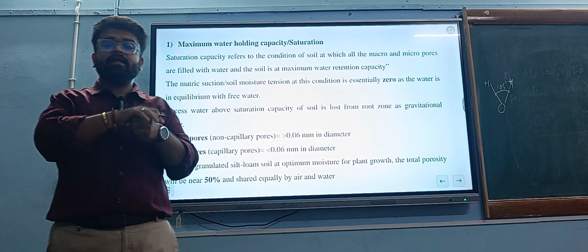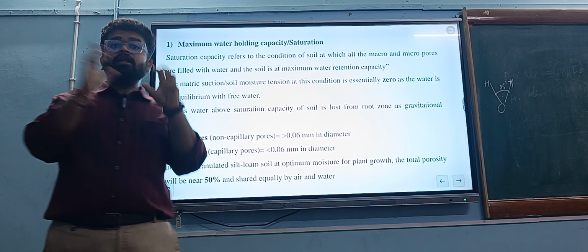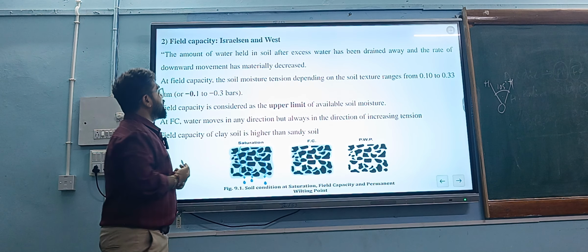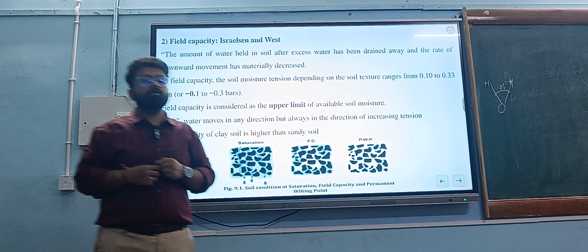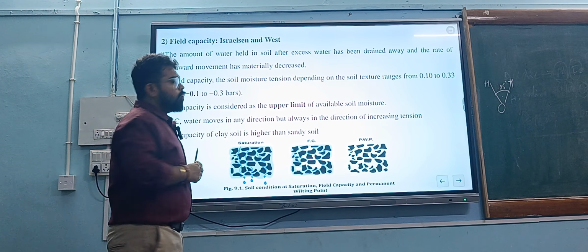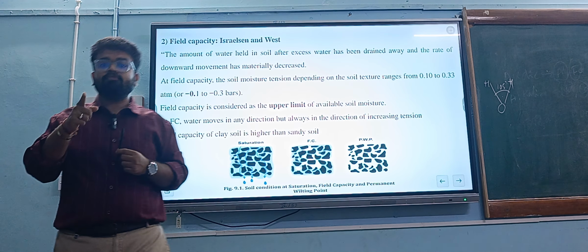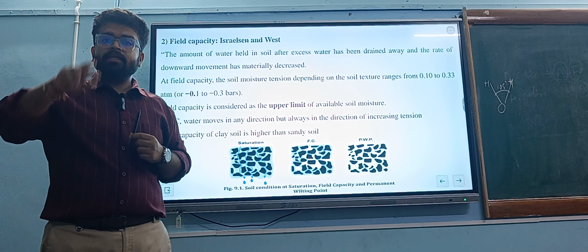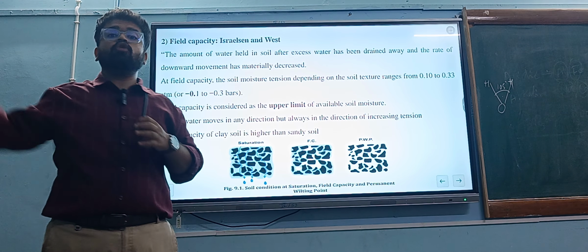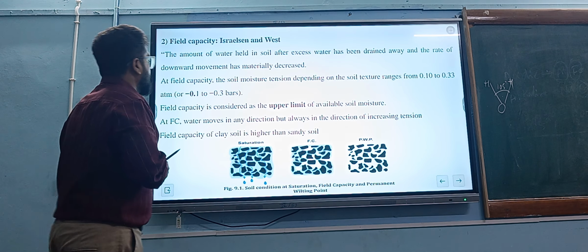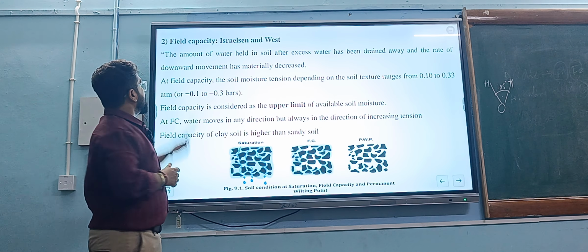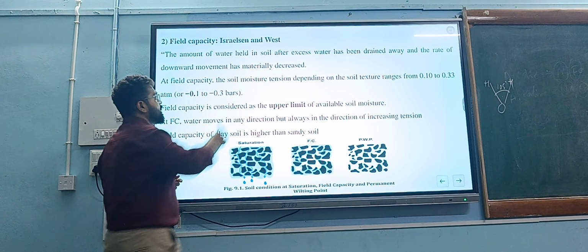We can compare, this is a standard point for comparison where all the pores are filled with water, or saturation capacity. The next is field capacity. It was given by scientists Israelson and West. What is field capacity? It is the condition of the soil 2 to 3 days after complete irrigation, when most of the water is drained out from the soil. It is the amount of water held in the soil after excess water has been drained away and the rate of downward movement has materially decreased.